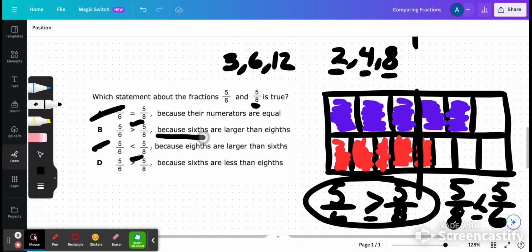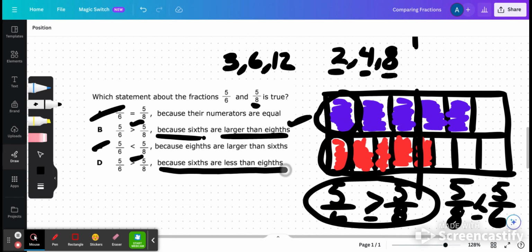So because 6 are larger than 8. So they're saying, are the pieces in 6 larger than 8? So is the size of this piece larger than 8? And the answer is yes. 6 are bigger than 8. Okay, and so this one says 6 are less than 8.